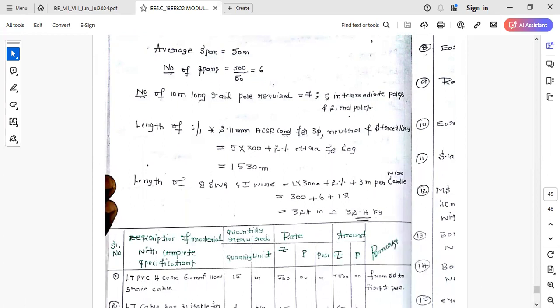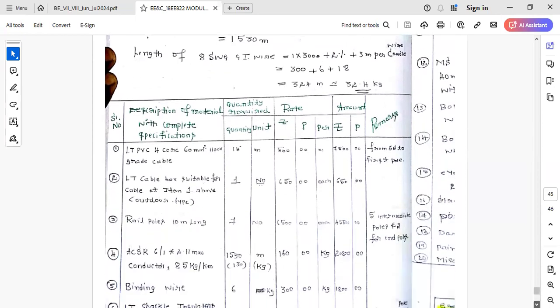Length of the GI wire, 1 earthing again, so 1 into 300 plus 2% extra. So total 3 meter per wire candle, 3 meter per wire candle, 18, so 6. This 6, whatever it is, 3 meter, 6 into 3 gives 18. Total 324, that is nothing but 324 divided by 10, we are going to get 32.4. Okay, 324 divided by 10. Why? Because 1 meter is equal to 0.1 kg, so total is 32.4 kg.